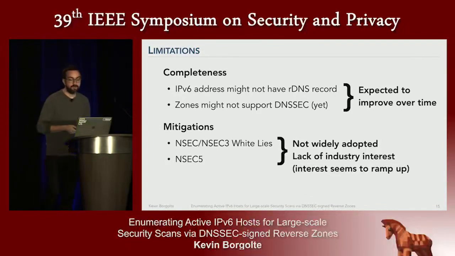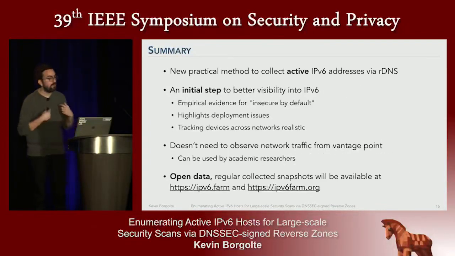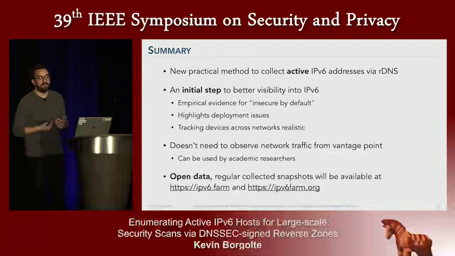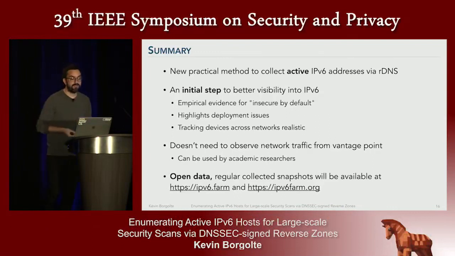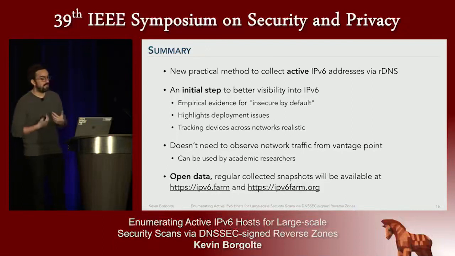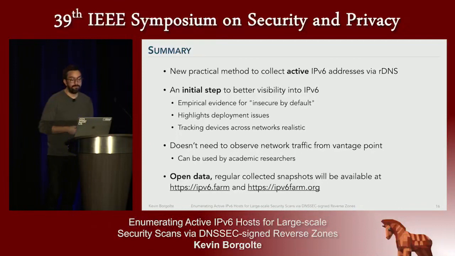So ultimately, what I did talk about today is a practical method to actually collect active IPv6 addresses through reverse DNS, and it's only providing an initial step to actually get better visibility into IPv6. We have some empirical evidence that IPv6 is insecure by default in a variety of cases, and there are some deployment issues with IPv6, as well as that some of the devices do not have privacy extensions for SLAAC, so the tracking is still possible.